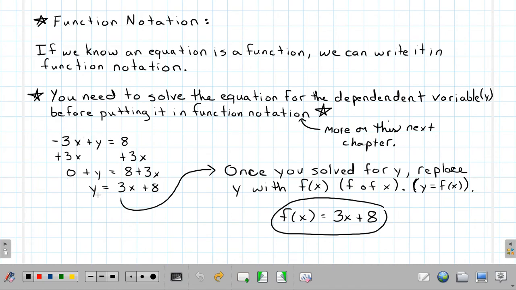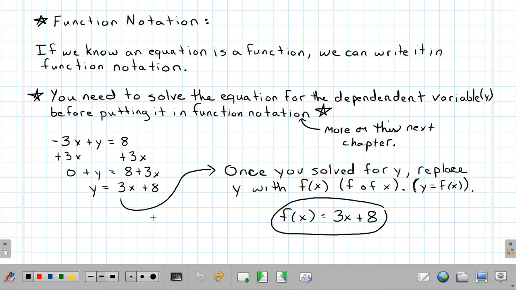So like I said, if you're having trouble understanding what I'm doing right here, that's nothing to be worried about because we're definitely going to address this. We've got to know how to do this for a lot of stuff that we're going to do later, okay? So if you're unsure what you're doing here, once again, just know that once you solve for y, you get y is equal to 3x plus 8.